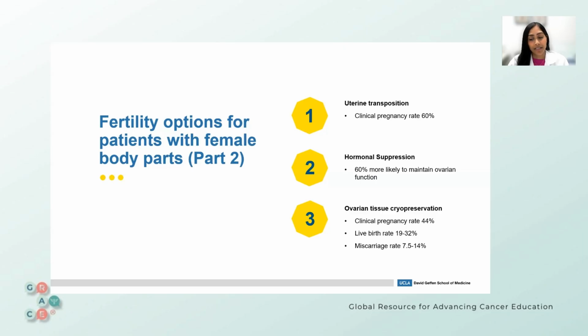The third option on this slide is ovarian tissue cryopreservation. And this option essentially does the same thing as testicular tissue cryopreservation, where a piece of the ovary as an organ is itself surgically removed and frozen. Again, this is a little bit less common because it is more invasive, and it involves a clinical pregnancy rate of about 45%, a live birth rate of 19 to 32%, and a miscarriage rate of 7.5 to 14%.